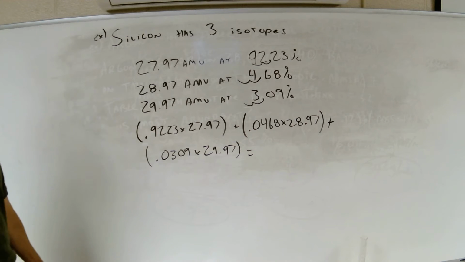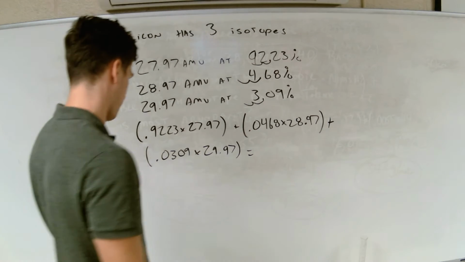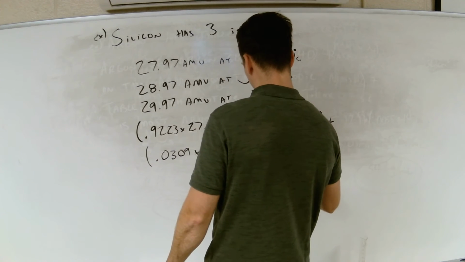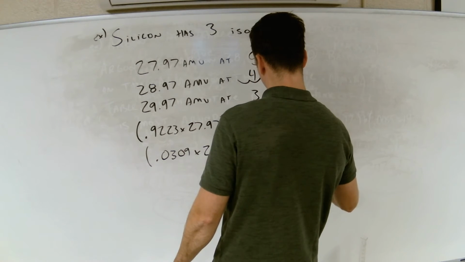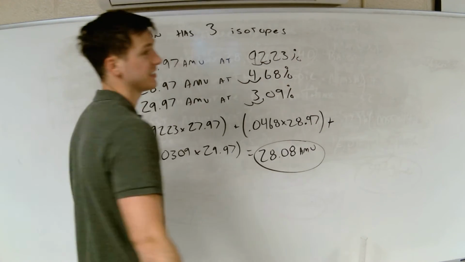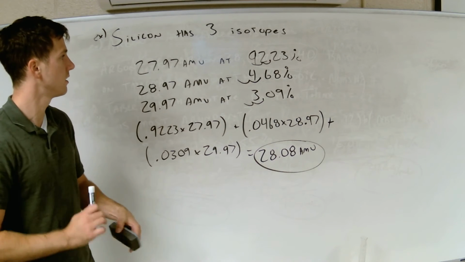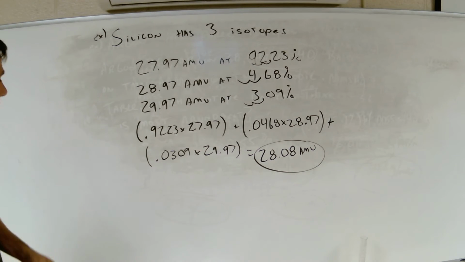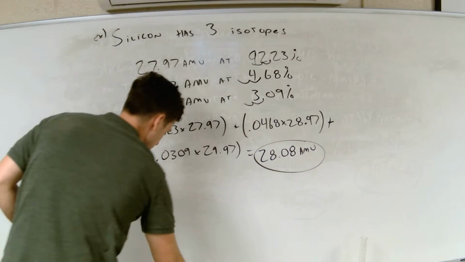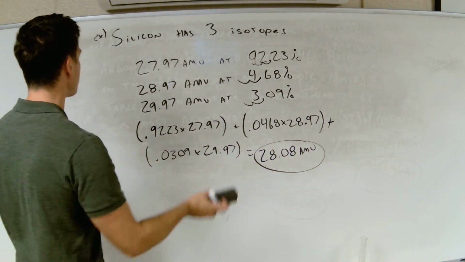We do the math on our calculator, and we should get something around 28.08 atomic mass units. Okay. Let's go ahead and get our challenge problem. And then we'll be done.